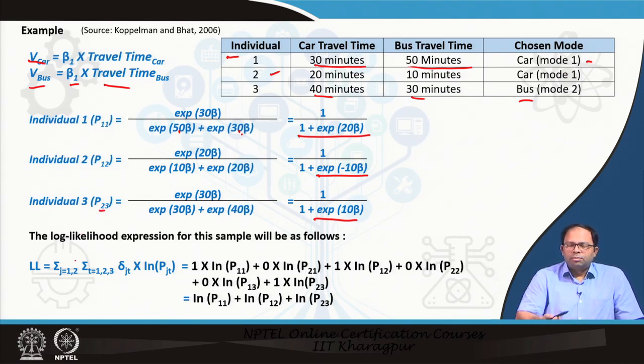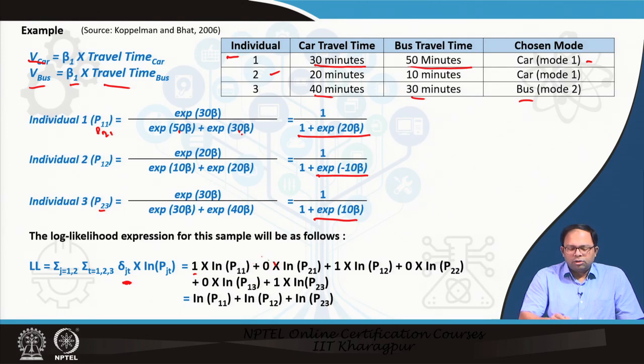I could have estimated all the probabilities, but it is not required because in the log likelihood expression, because of the delta Jt values, we only consider them in the form where we use 1 where it is chosen. So, 1 into ln p11 and 0 into ln p21. So, p21 is actually not required to be estimated, that is why I have not estimated it, otherwise you could have done that. So, this is 1 into the probability of choosing mode 1 for alternative 1, for individual 1. For alternative 2, individual 1, the choice is 0.